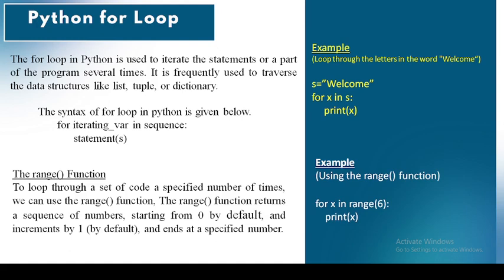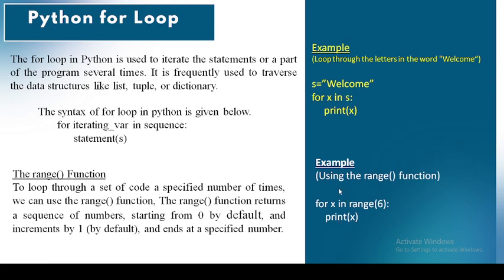So when I write like this, x in range 6, it starts from 0 and it will go till 5: 0, 1, 2, 3, 4, 5. I'm printing the value x. So if you want to visit or traverse a sequence, then we can write a string like this.